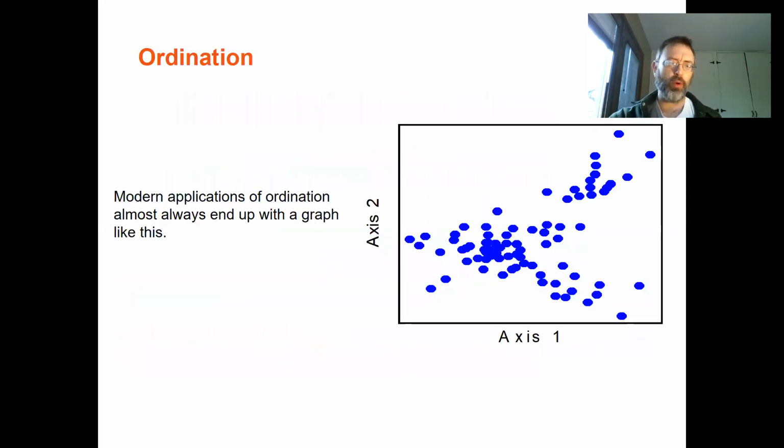Modern applications of ordination almost end up with a graph like this. You've got some axis here, you've got some axis here, and each of these is a plot or some other sample. So this is a sample. The location of the sample in this space is determined by the composition of the sample, oftentimes species, or taxa in a microbial sample. Oh, the gut microbiota. And then it's arrayed in this two-dimensional space in that way.